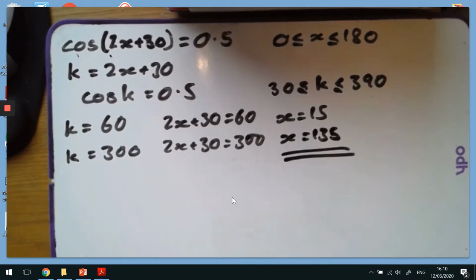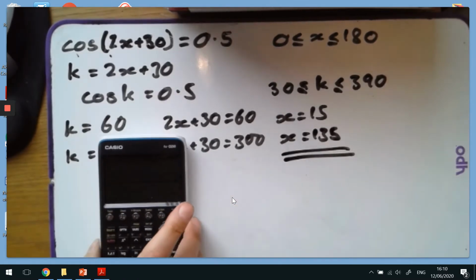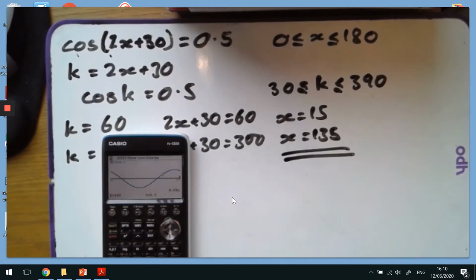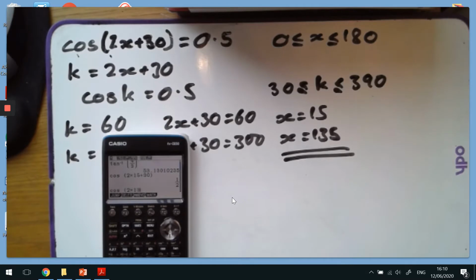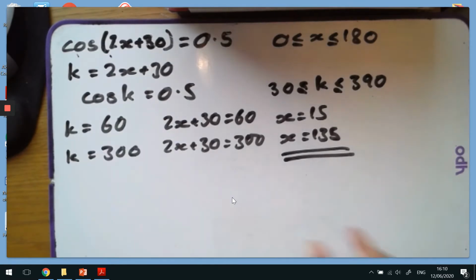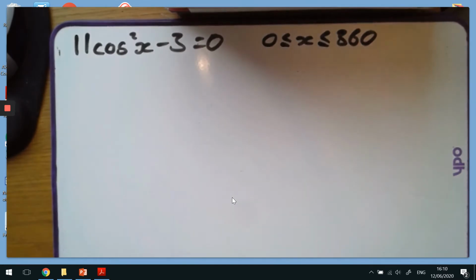Always a good idea at this point, so you can be 100% sure that you've got these right, if we go into our main mode on the calculator and type cos of 2 times 15 plus 30, so I've just substituted the 15 into there, I should get 0.5. And if I do cos of 2 times 135 plus 30, I should get 0.5. Just a nice little double check at the end. Okay, so that's the first one. Let's move on to the second one.